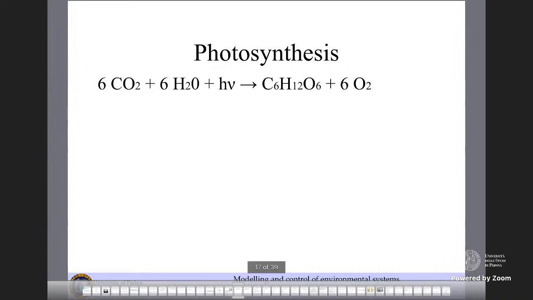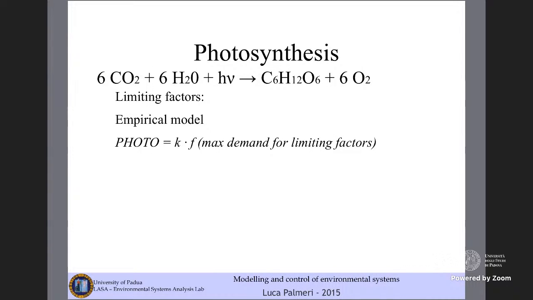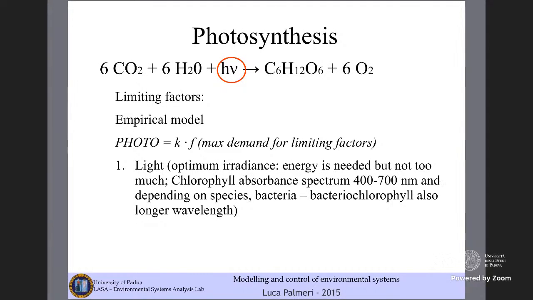More in detail, we may recognize that there are some limiting factors. Limiting of what? Limiting of the photosynthetic activities. And the limiting factors may be evaluated, for example, by empirical models, like measuring the photosynthetic rate as a function of the maximum demand for limiting factors. What are the limiting factors? Of course, light is a limiting factor. So we have an optimum irradiance, so the energy is needed, but not too much. Too much energy may stop chlorophyll from absorbing light energy in the spectrum 400 to 700 nanometers, and hence that may reduce the photosynthetic activity.